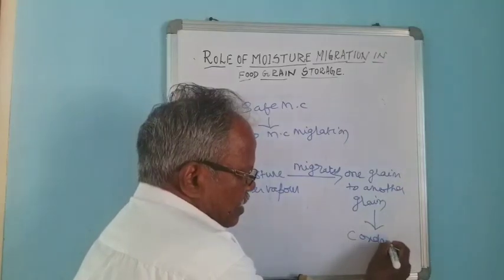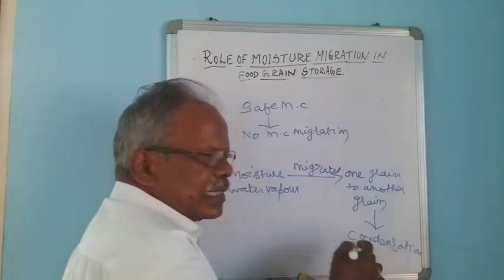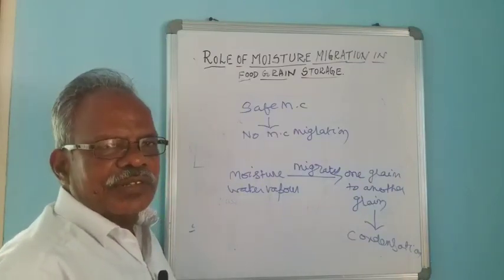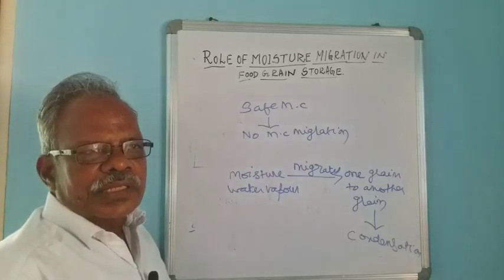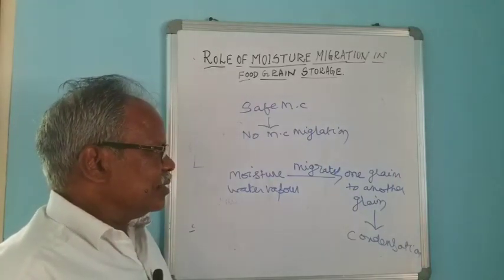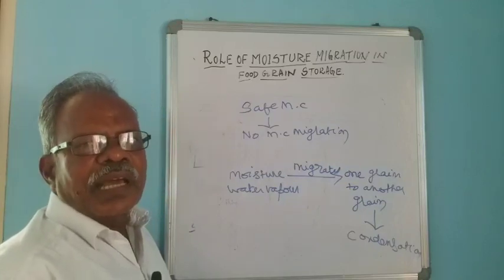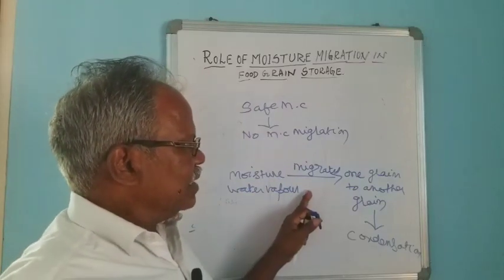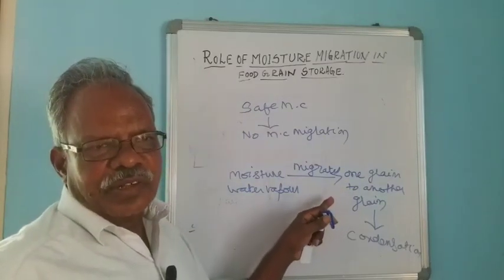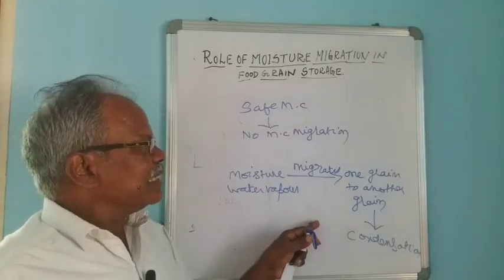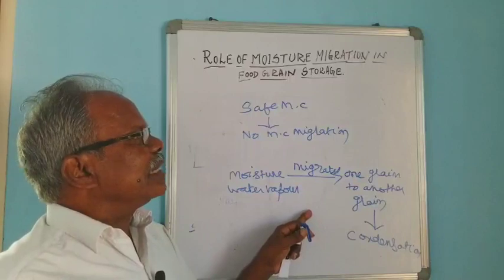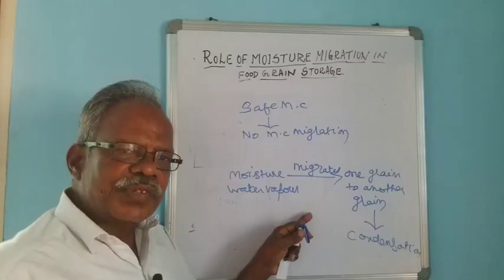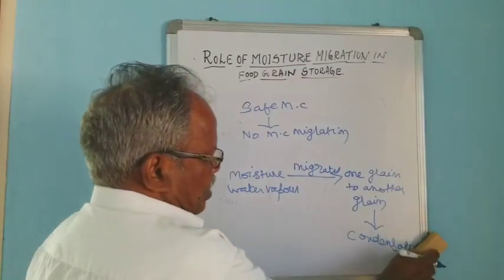Condensation. If condensation takes place, damage will occur to the food grains. So that is detrimental to food grain storage, and it should be avoided by all means. Moisture migration should also be avoided by all means. Moisture in the form of water vapor migrates from one grain to another, or from one bag to another bag in a stack; this is called moisture migration. It is to be avoided by all means to keep the food grain at a safe storage level. That is another thing we have to understand.